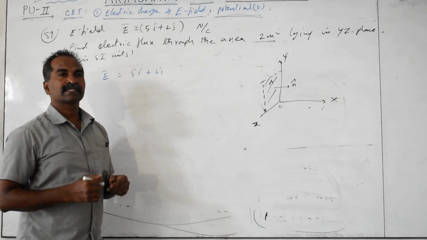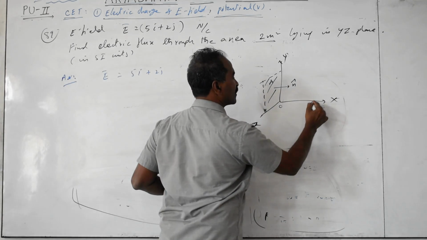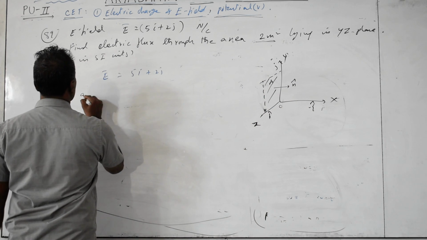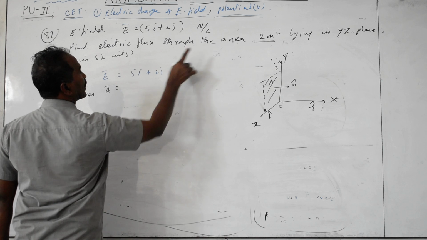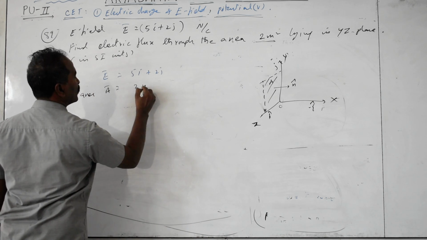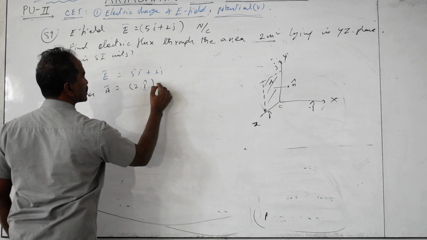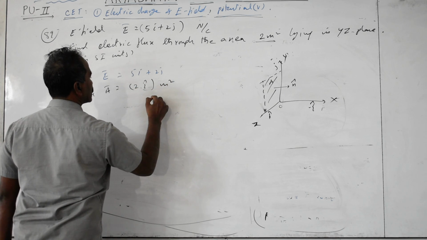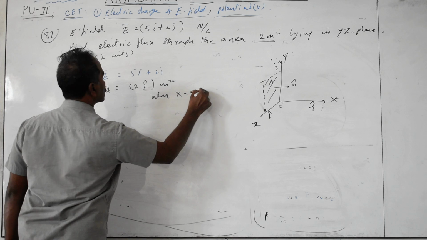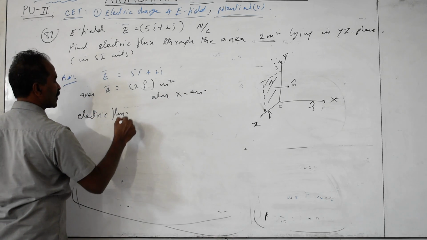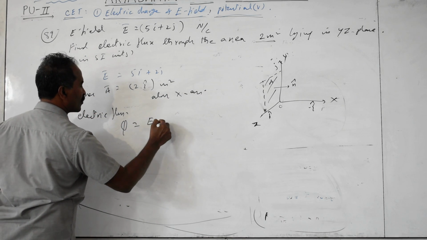So the unit vector in that direction is i. The area vector is how much? 2 meters square into the unit vector, that component along the x-axis, in meters square. Electric flux phi is equal to E dot A.